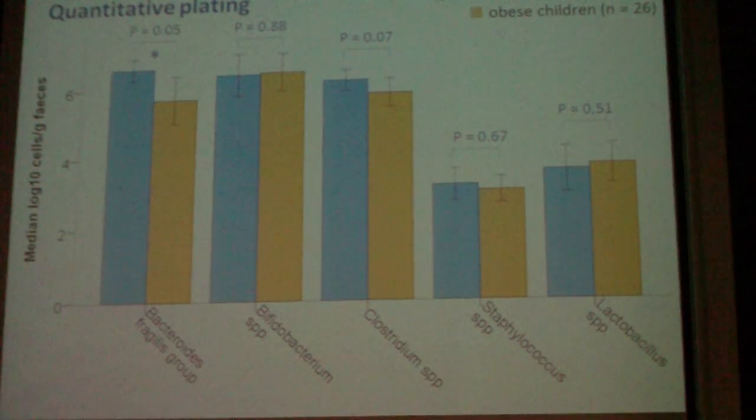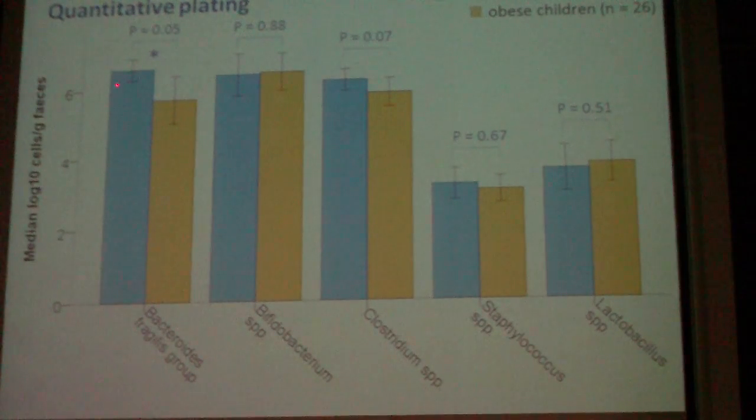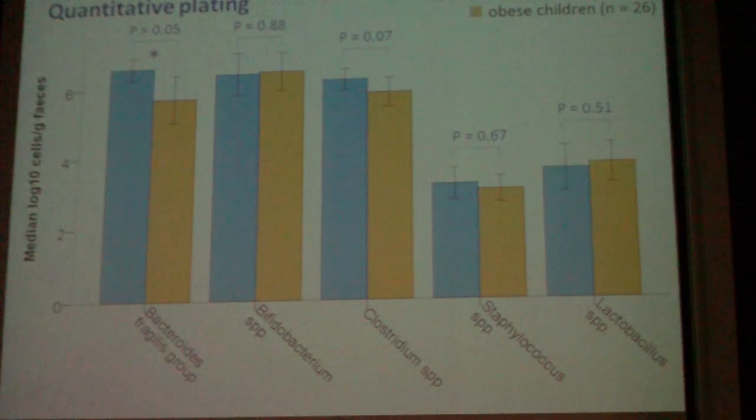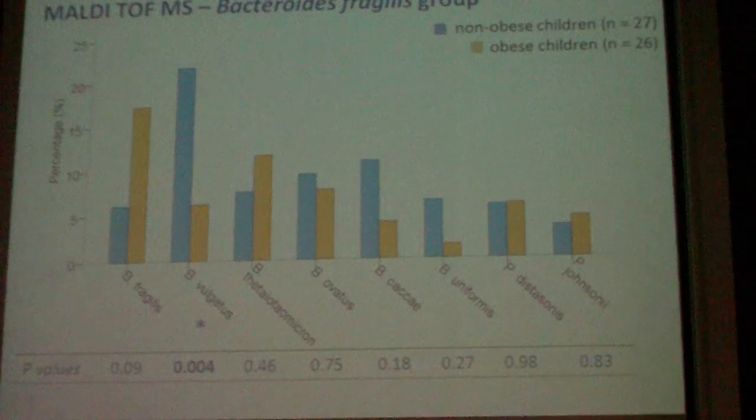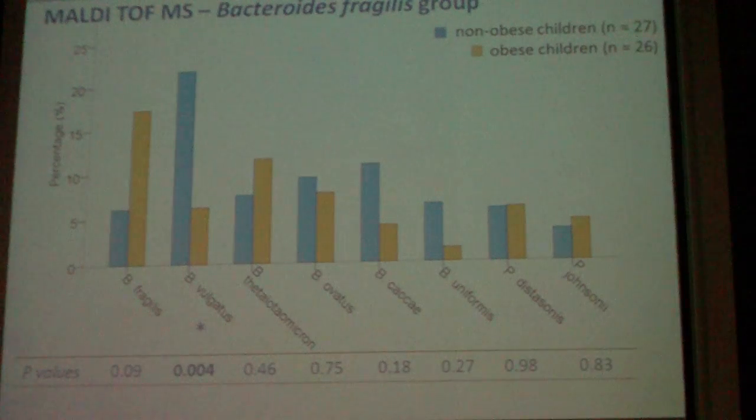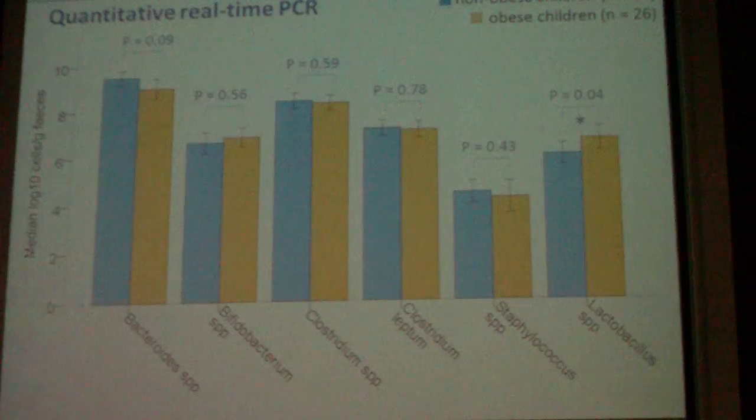When we looked at gut microbiota and quantitative plating, we saw that there was borderline significance between non-obese and obese children, meaning that non-obese children had a higher percentage of Bacteroides fragilis compared to obese children. For the others, we didn't see any significant differences. And the additional MALDI-TOF experiment shows us that Bacteroides vulgatus, a subspecies of the Bacteroides fragilis group, was highly expressed in non-obese children. We see also that Bacteroides vulgatus is like a good bacteria for our gut. So this kind of explains why it's highly expressed in non-obese children. For the others, we also didn't see any significant difference.